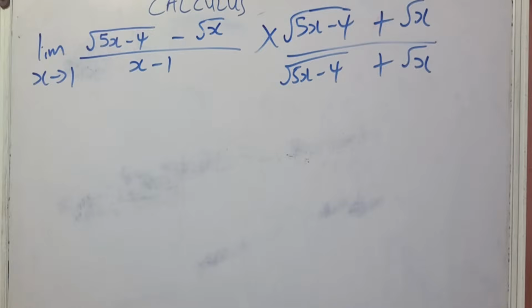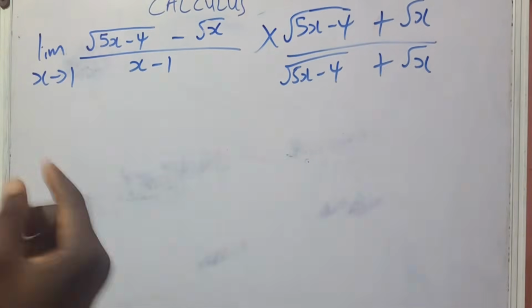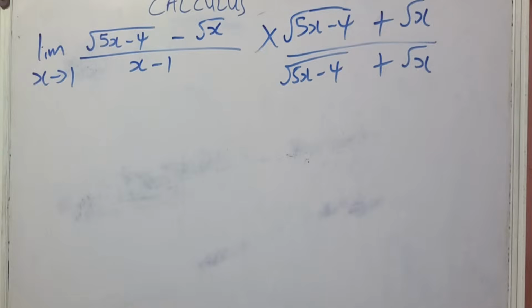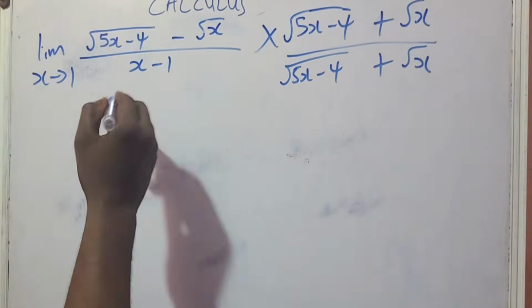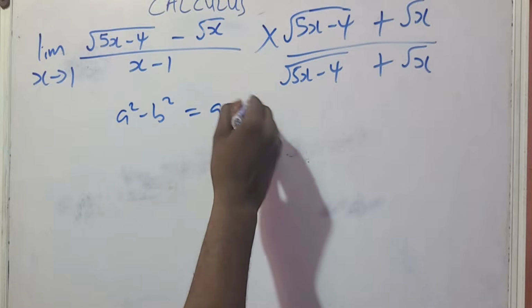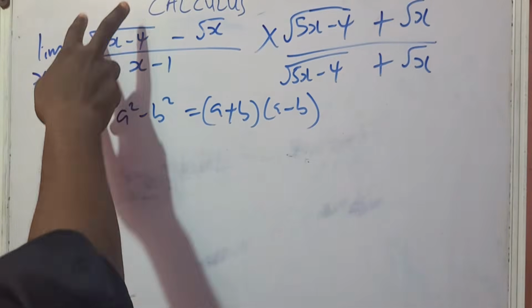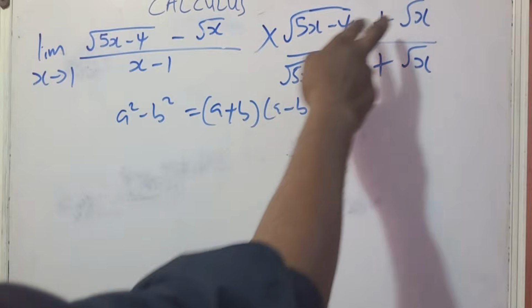So look at what we have right here now. We have a much better look, because now I can see that this and this, of course, look like a difference of two squares. For those of you that probably have not been able to follow me when I'm saying difference of two squares, a squared minus b squared under algebra is (a plus b)(a minus b). So if you look at this now, this is like a minus b, this is like a plus b.